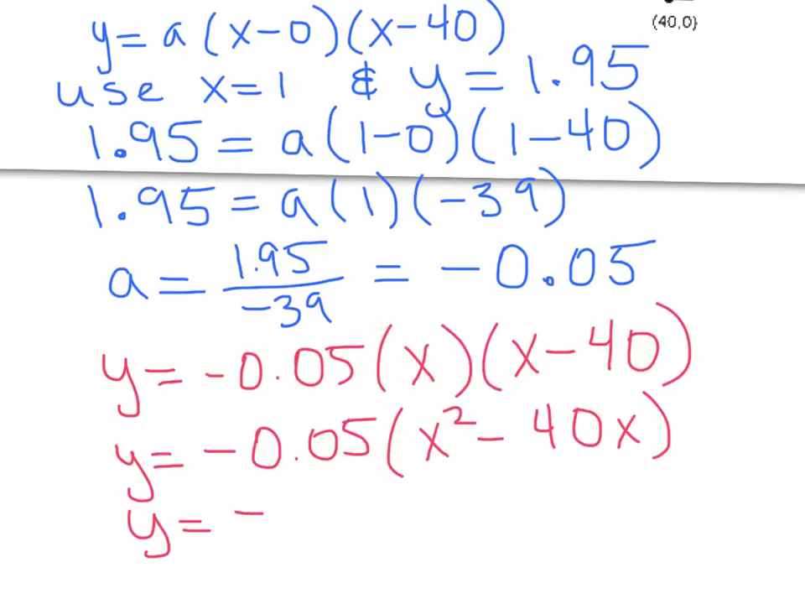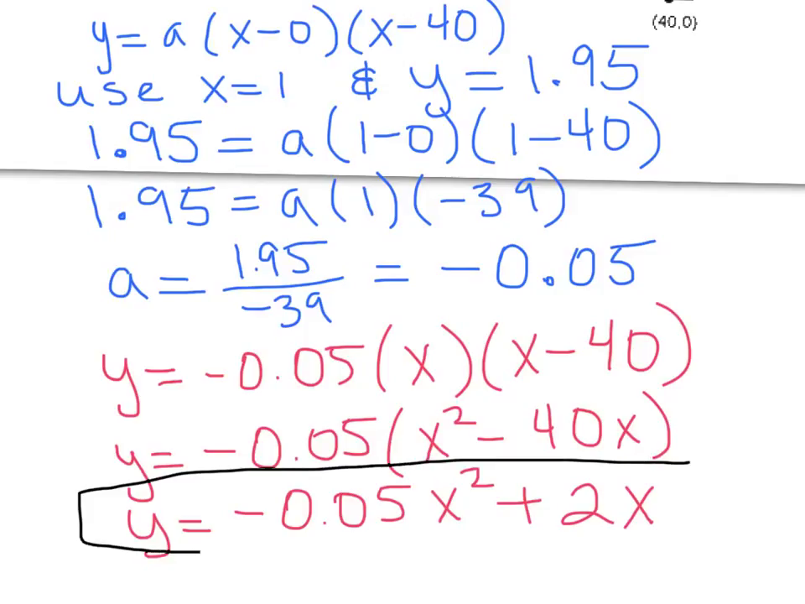Got negative 0.05 x squared plus 2x. And this is your final solution. This is the equation that represents that situation in standard form.